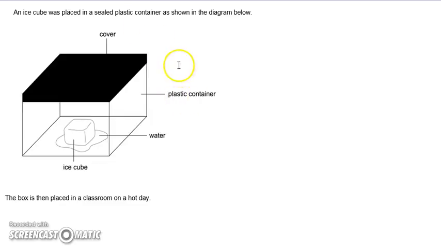So a classroom on a hot day can be at about, say, 30 degrees Celsius. Alright, and then ice is of course 0 or less, right? And then the water, as it is melting, is also 0 or less.